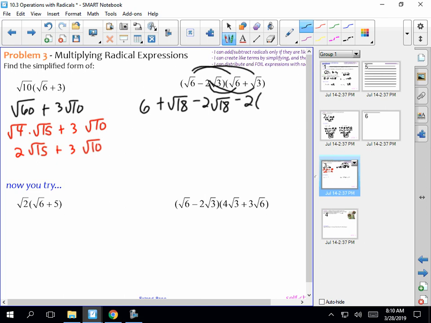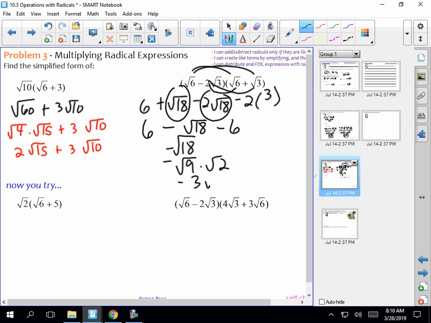negative 2 times root 3 times root 3, which is root 3 squared. Remember, the squaring cancels out the root, leaving just 3. So we've got 6. If I combine these two right now, that'd be minus 1 root 18, and then minus 6 here. The 6s will cancel. 6 minus 6 is 0, leaving just negative root 18. And then negative root 18 is negative root 9 times root 2, or negative 3 root 2. I'd like you to try the next two on there, and then I'll follow up with solutions.